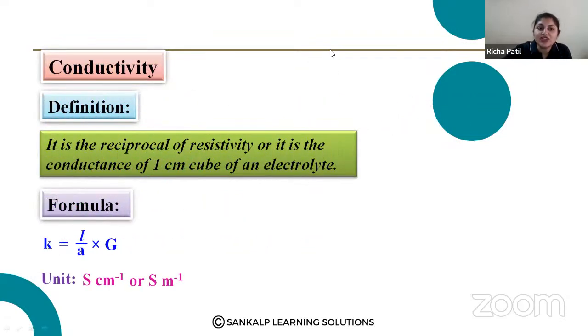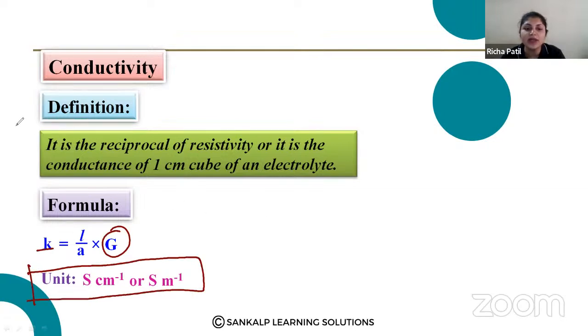What is the definition of conductivity? It is the reciprocal of resistivity, or it is the conductance of 1 centimeter cube of an electrolyte. It is represented by small k. It is given as L into A into G, where G is your conductance. The unit of conductivity is Siemens per centimeter or Siemens per meter.